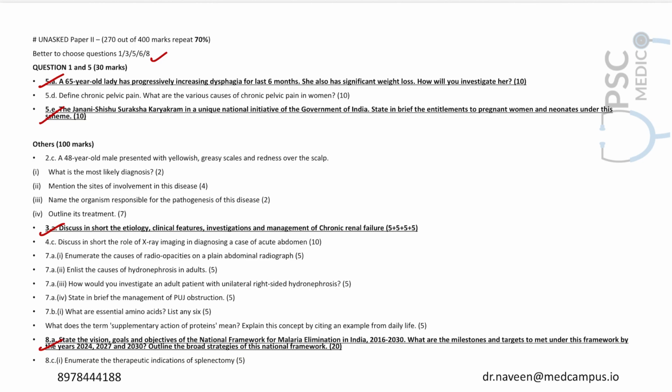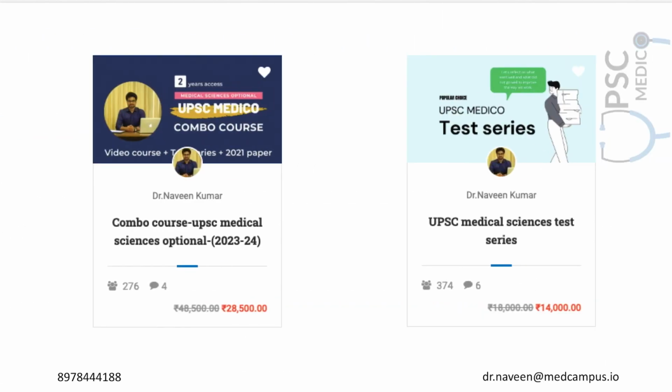Now I'll strategize the upcoming model answers, notes upgradation, new notes, and video uploading, and also we'll fine-tune the live GT according to the future prediction. Okay, we'll try to predict, and according to that we'll frame the new paper. So this will conclude our overall discussion on the 2023 paper.